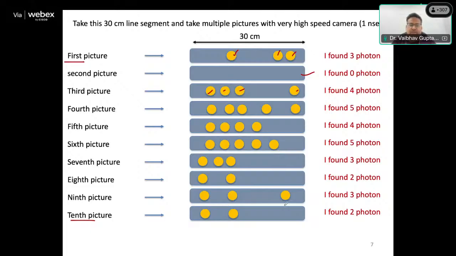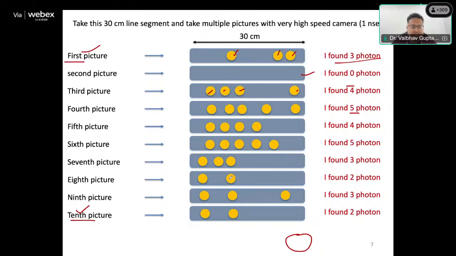And I did this. So now you can see that you actually have 10 events. The first event, and so on up to 10. For each event, you have a number of photons. So here you found 3, 0, 4, everything is there. And you can try to find out the average number of photons. Once you do this math, what you would see is that finally the average number of photons is 3.1.